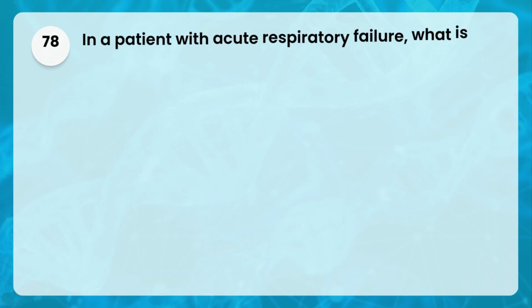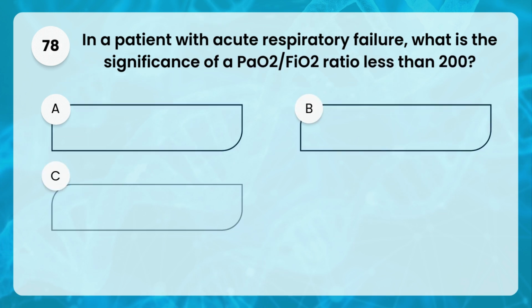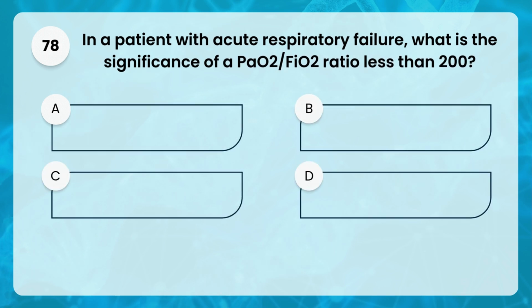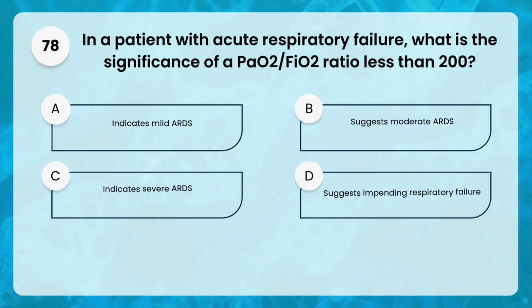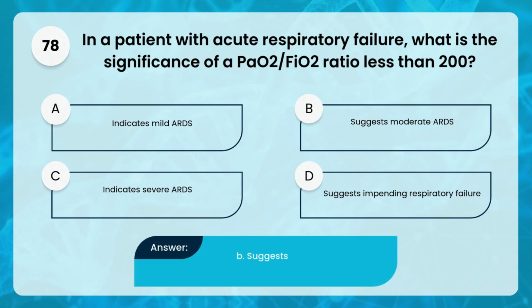Number 78. In a patient with acute respiratory failure, what is the significance of a PaO2/FiO2 ratio less than 200? A. Indicates mild ARDS. B. Suggests moderate ARDS. C. Indicates severe ARDS. Or D. Suggests impending respiratory failure. The answer is B. Suggests moderate ARDS.